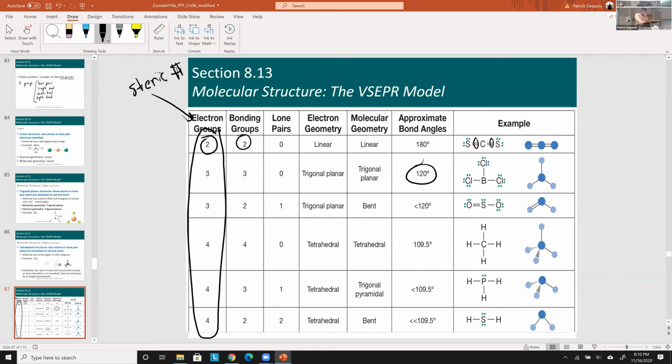Then the next one, for the same thing for molecular geometry, it'd also be trigonal planar because there's no lone pairs. Now we're going to introduce lone pairs.